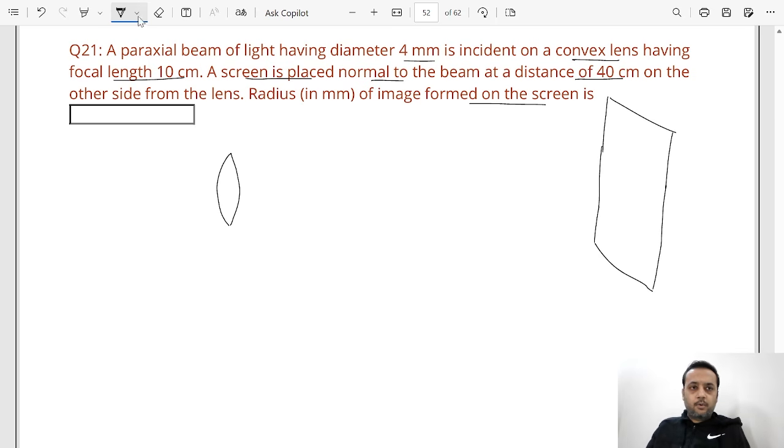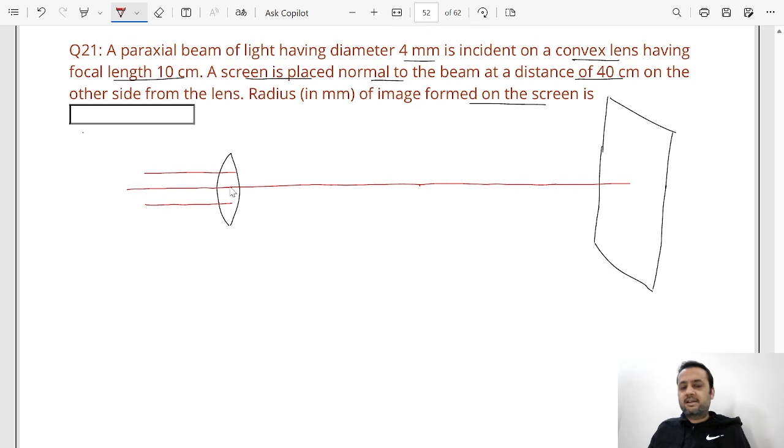Now what happens is that a paraxial parallel beam means parallel to the axis of the convex lens. They are coming along the axis of the convex lens. You should remember that whenever a parallel ray strikes any lens, it will converge at the focus. That means this beam will converge at the focus, like this.